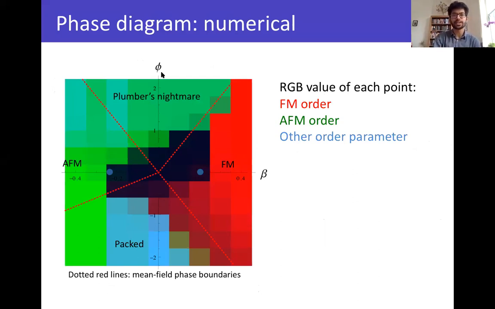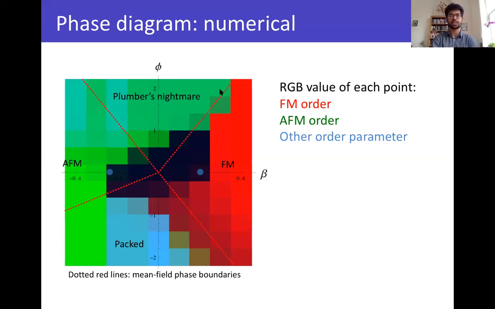What we did was we scanned through the dilaton and the string tension. And there's a lot of information here. The way in which we visualize this is we assign to each point in this phase diagram an RGB value, where the redness is the strength of ferromagnetic order, the greenness is the strength of anti-ferromagnetic order, and the blueness is a slightly different order parameter that sort of has overlap with the packed phase. And you can see that you get these four different phases. This phase, though you can't tell, is much more blue than this phase, and this is the plumber's nightmare phase.